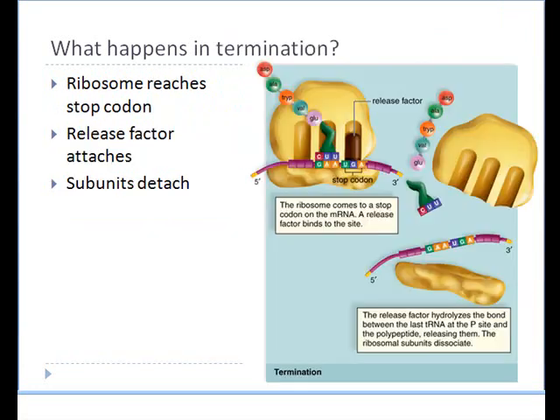Now the last step is called termination. Once the ribosome reaches the stop codon, which is a code on the mRNA that does not code for any amino acid (remember, we said there was no amino acid for the stop codon), a release factor attaches, and the subunits detach. Then the polypeptide is free, the mRNA is free, and it can start all over again.